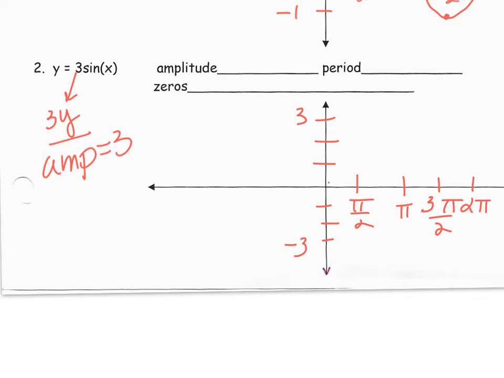All right, the basic shape stays the same. It goes up, then starts traveling down, and then back to 2 pi. So there is a vertical stretch on a sine graph. When I say what's the amplitude, we say 3. What's the period? It's 2 pi. And the zeros are 0, pi, and 2 pi still. So the only thing that really changed on that one was the amplitude.